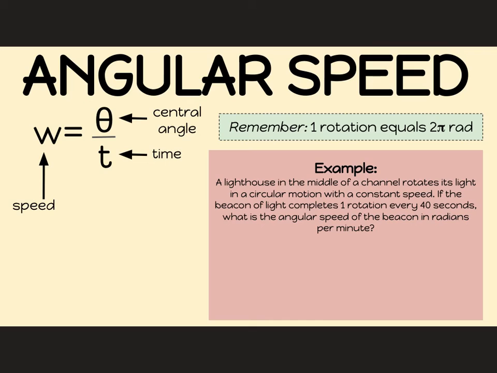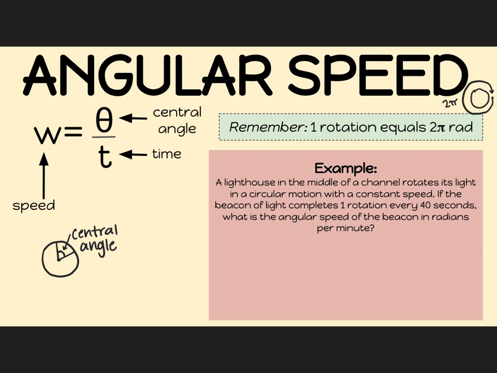Last example is angular speed. So just a different formula written differently. This time speed is W. The central angle is theta. If you forget, central angles are formed at the center of a circle. So this angle right here is the central angle. And then T is your time. Another thing to remember is 1 rotation equals 2 pi radians. So if you have a circle, like our circumference per se, this would just be 2 pi.